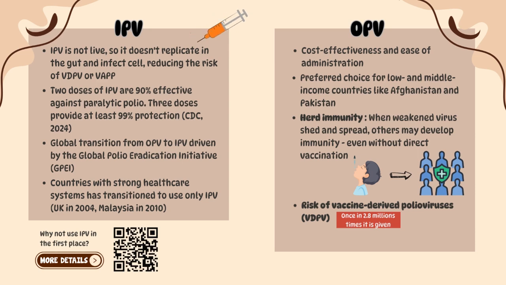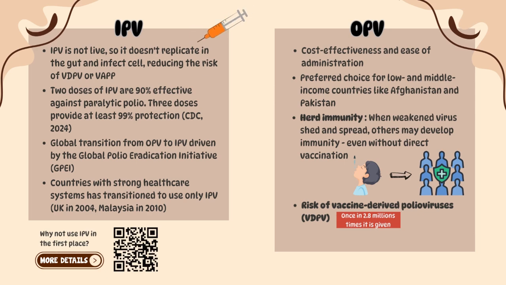Continuing to IPV, it is not live, so it doesn't replicate or infect cells, reducing the risk of VDPV or vaccine-associated paralytic poliomyelitis, VAPP. Two doses of this are 90% effective against paralytic polio, according to the Centers for Disease Control 2024. Thus, there is the global transition from OPV to IPV driven by GPEI. Countries with strong healthcare systems have transitioned to use only IPV, like Malaysia in 2010.